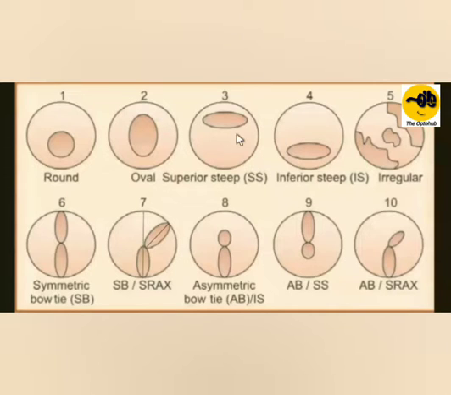Next is the superior steep pattern. The next is an inferior steep pattern. Now what do these mean? Superior steep simply means that the superior region of the cornea is steep in nature, and the next one means that the cornea is steep inferiorly. The inferior steep pattern is not very well defined like it is shown in the pictures, but it might extend more towards the periphery and so on.